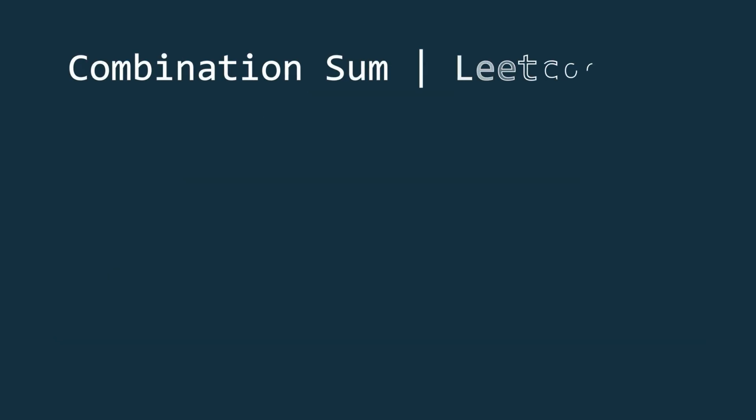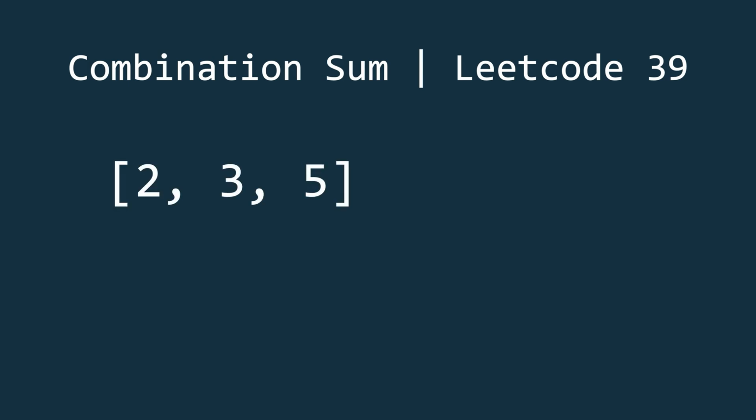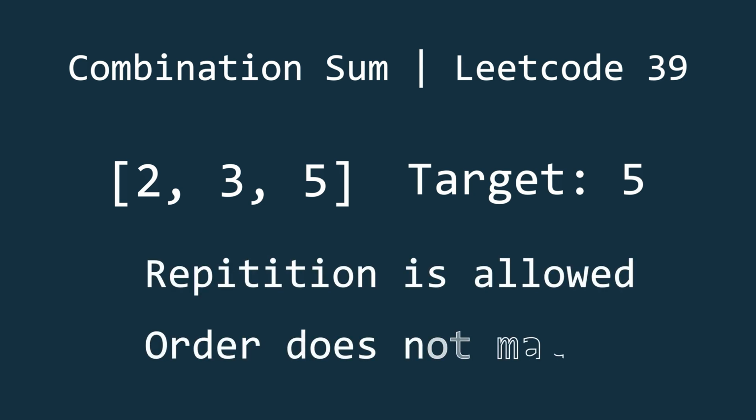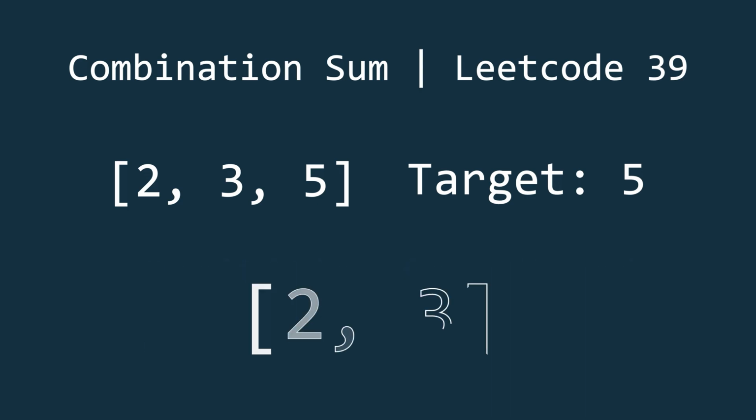Now let's understand backtracking by solving a LeetCode problem called Combination Sum. In this problem, we are given a set of numbers and the target value, and we need to find all combinations of numbers that sum up to the target. Repetitions are allowed and the order of numbers does not matter. For example, the solutions could be the combinations 2, 3, and 5.